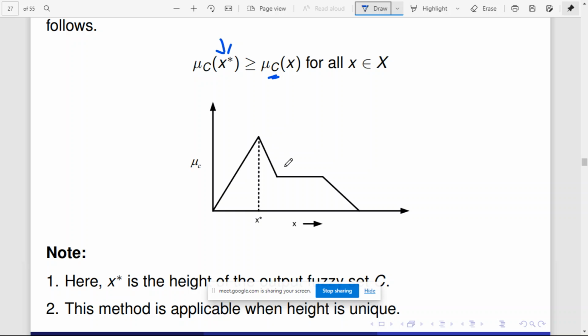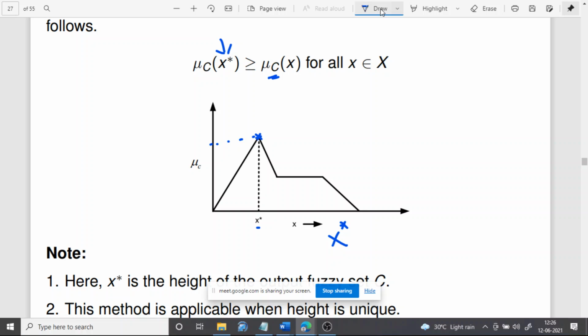If you take this particular membership function, for one particular x, let us assume this x as x star, the membership value will be highest. This is the peak point. That particular x, which we are calling x star, will be considered as the crisp value, or the defuzzified value.